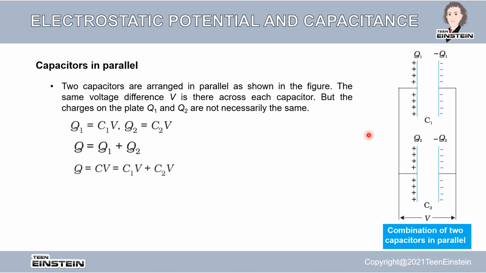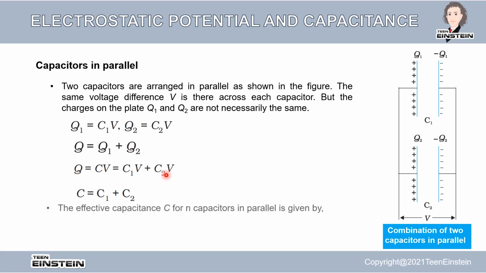So let's expand this. Q is the total equivalent charge, right? So that can be written as C multiplied by V, where C is the equivalent capacitance and V is the potential difference. This is equal to Q1, which is nothing but C1V, plus Q2, which is nothing but C2V. So we can take V as common and cancel it out. What it gives you is C equal to C1 plus C2. So in parallel combination, you just have to add the capacitance values to get the equivalent capacitance.